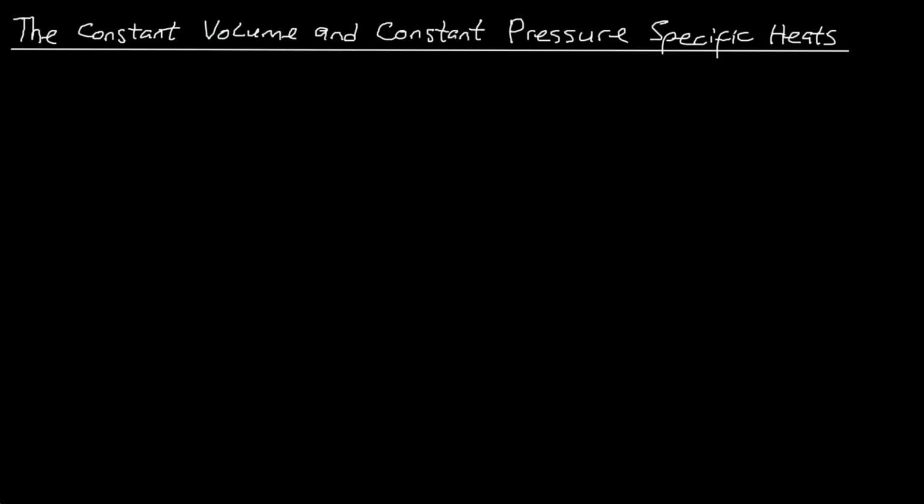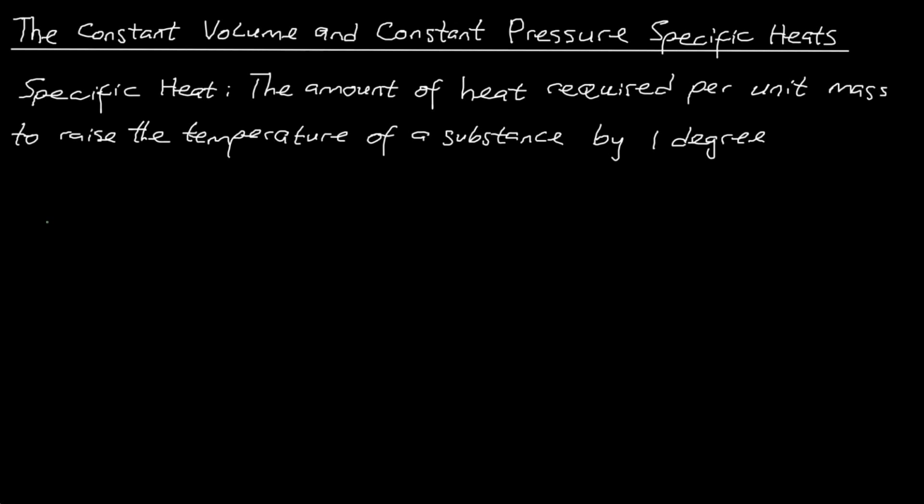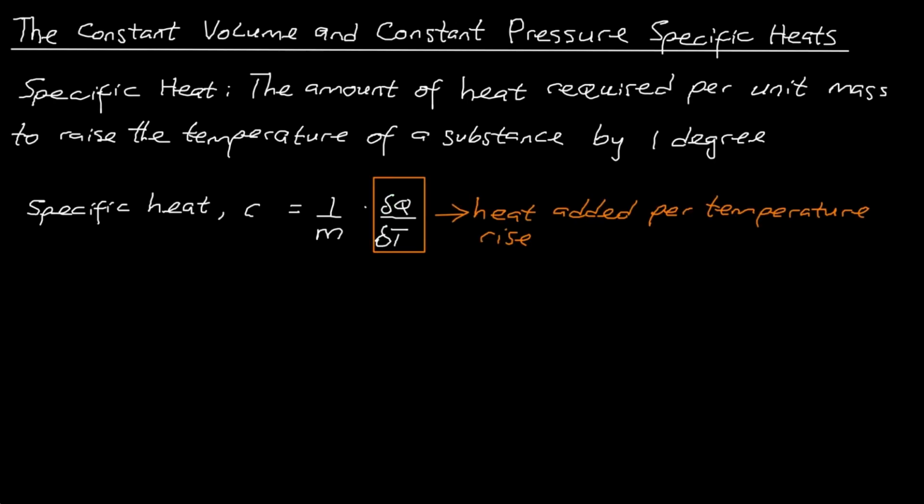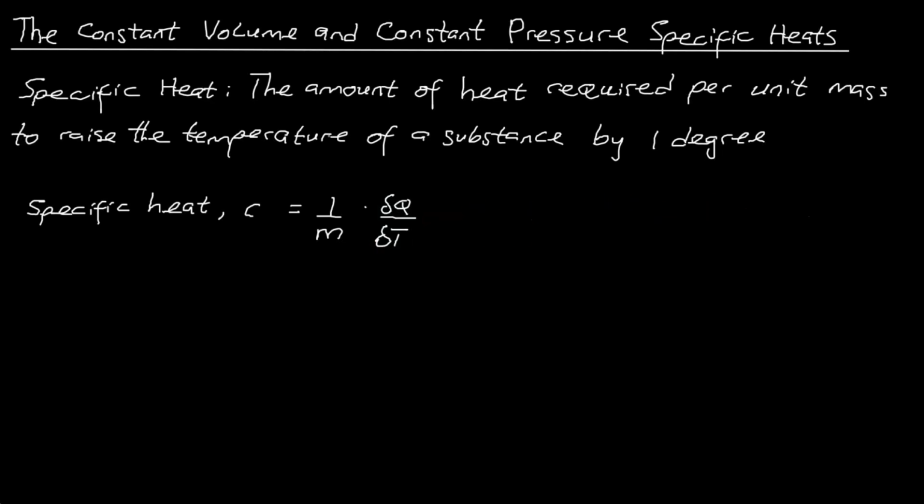Specific heat is defined as the amount of heat required per unit mass to raise the temperature of a substance by 1 degree. So C, which is our specific heat, is equal to the inverse of the mass multiplied by dQ/dT. dQ/dT is the heat added per temperature rise, and we divide this by the total mass to obtain this value per unit mass. Specific heat is measured in kilojoules per kilogram Kelvin.